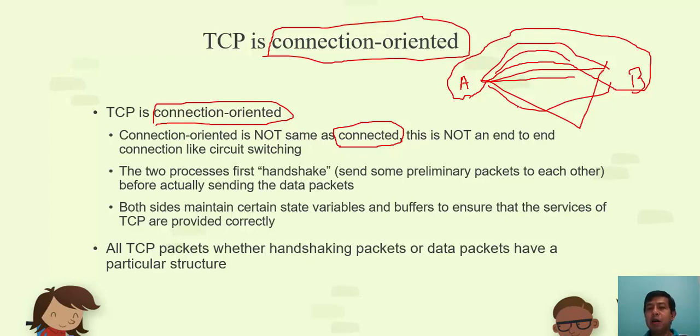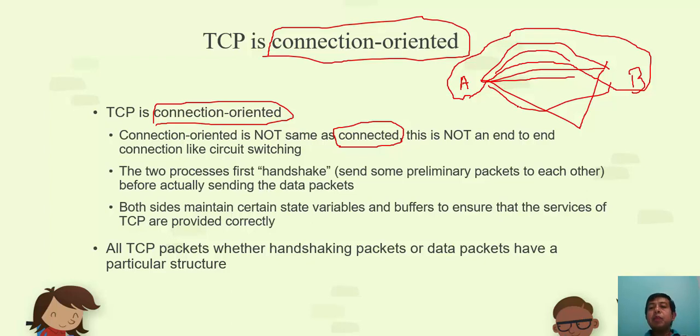We'll discuss this aspect, what is handshaking, in detail when we talk about this TCP packet. But understand that TCP is connection oriented in the sense that before transmission of data, A and B do some sort of handshaking between them, and once the handshaking phase is completed, then only A and B start communicating. They start actually transmitting the actual data.